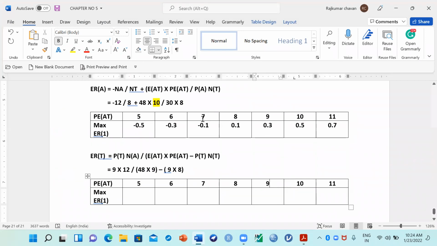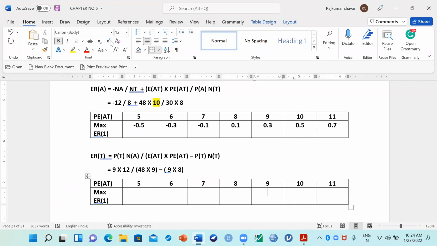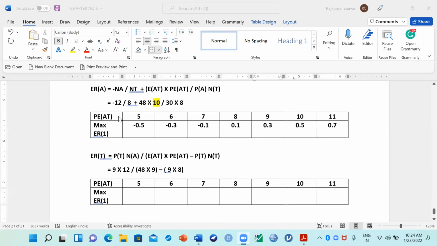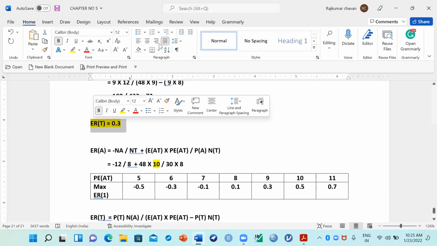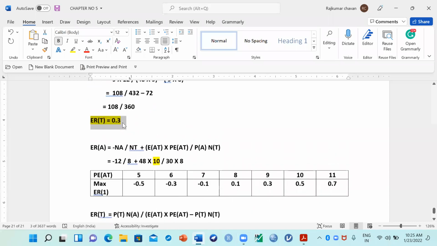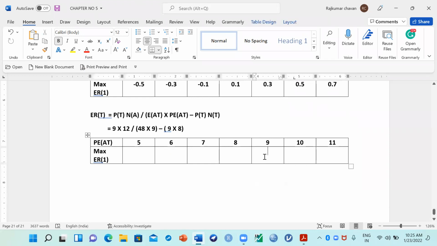So when the P/E ratio was 8, we got this answer. So when the P/E ratio is 9, what was the exchange ratio we got? How much did we get when the combined P/E ratio of the firm is 9? What is the exchange ratio of this company, ER2? The second firm's exchange ratio, how much did you get? Can you see here? It is 0.3. Correct?